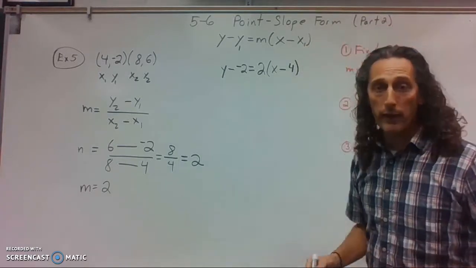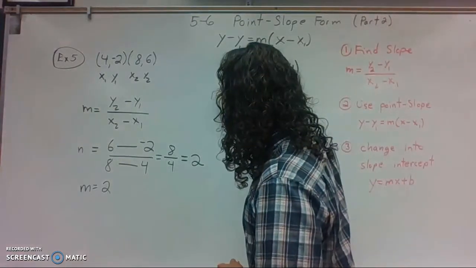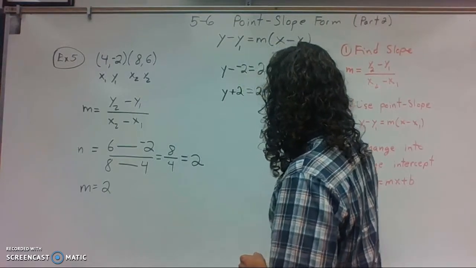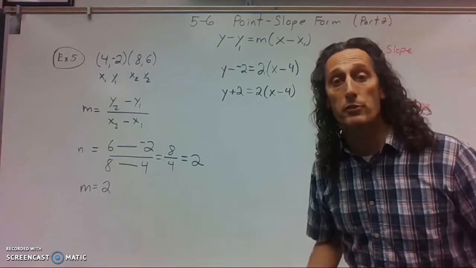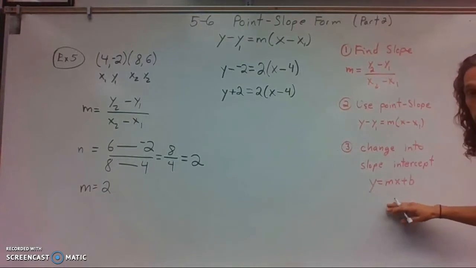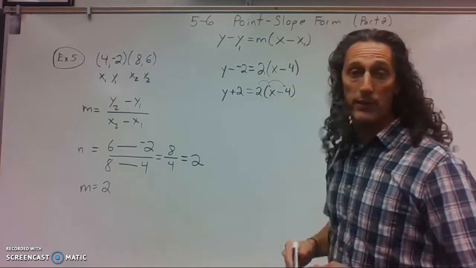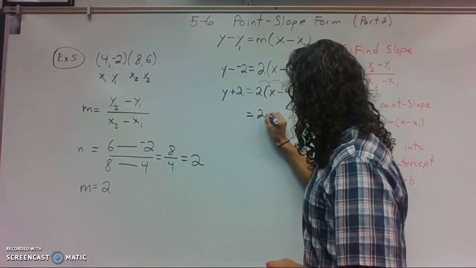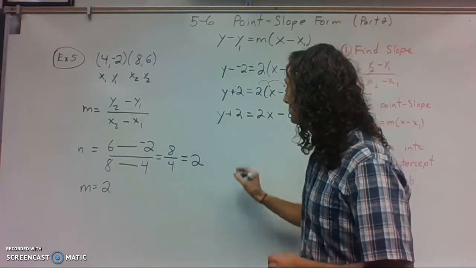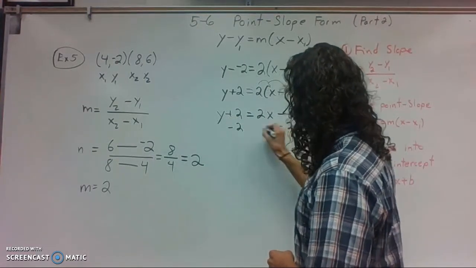At this point, remember I don't like having the minus next to a negative, so we're going to simplify that and go y plus 2 equals 2 times x minus 4. And then we move on to step number 3, change this into the slope-intercept form, or solve for y. Again, we're going to take the 2 and distribute it to get rid of my parentheses first. I'm going to get 2x minus 8. Drop down the y plus 2. Get this plus 2 away from the y, so minus 2, minus 2.